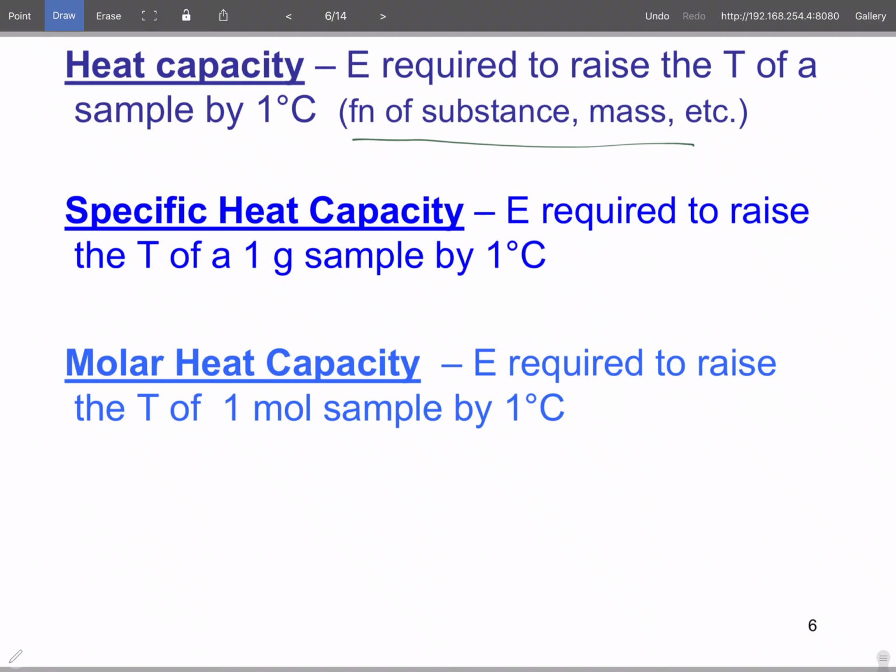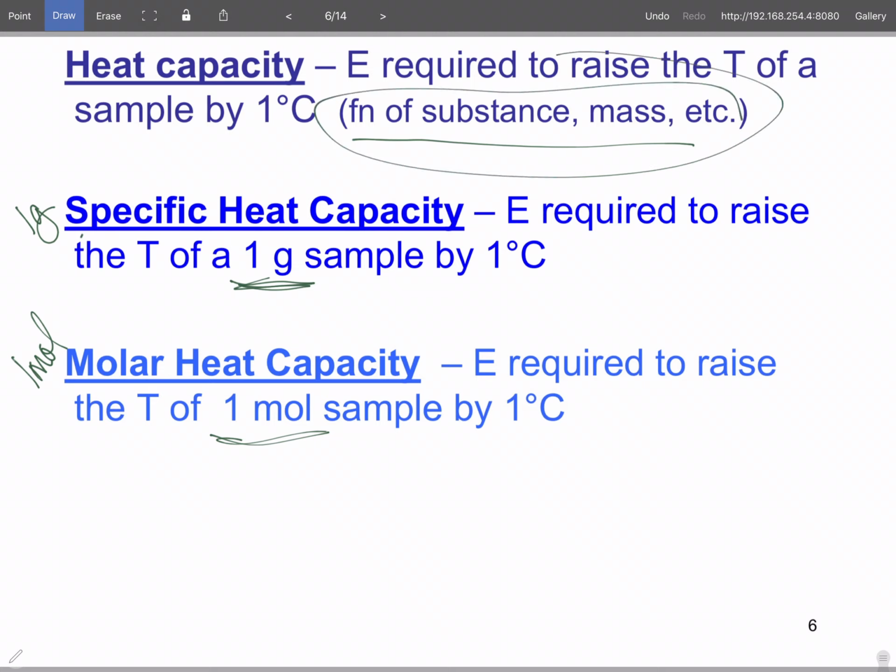If you're talking about the specific heat capacity, it's the same thing, except you're specifying 1 gram of the sample by 1 degree. So heat capacity is general, specific means 1 gram, and molar heat capacity is 1 mole. So it's the amount of energy required to raise the temperature of 1 mole of a sample by 1 degree C. Now, they are all a function of the substance, the mass, etc. So you'll have to take that into consideration.